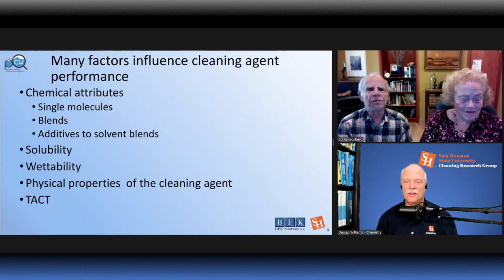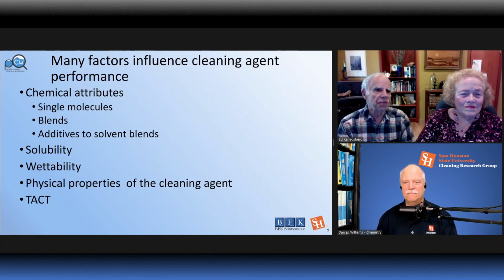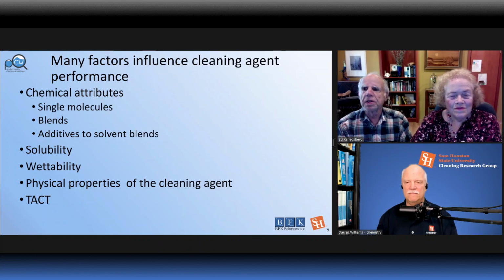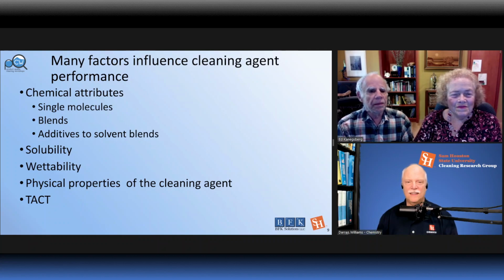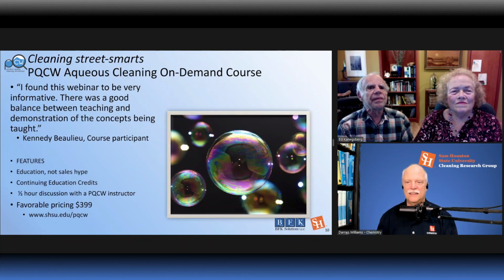In addition, there are many other factors that influence the cleaning agent performance, because you have the chemical attributes: single molecules, blends, additives in blends. You consider the solubility, the wettability, how well it flows in to actually reach the part and flow out with the residues, and other physical properties of the chemical cleaning agent. And then again, TACT.